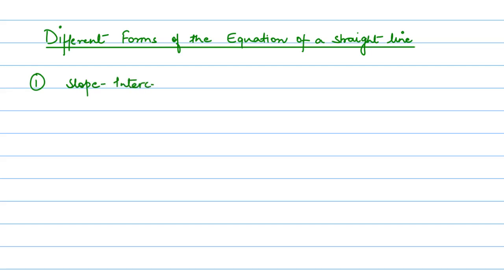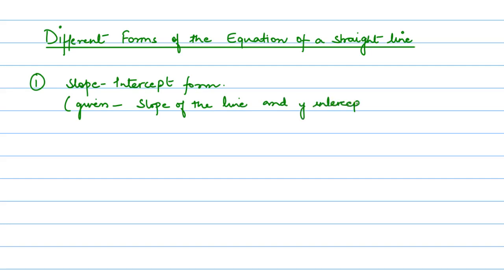Slope-intercept form. What do we mean by this? It means that in the question, given would be the slope of the line and the y-intercept of the line. We have already discussed what the intercepts are, the x-intercept and the y-intercept. The point where the line cuts the y-axis determines the y-intercept, and these two things would be known to us. If we know these two things, we can find the equation of the straight line.